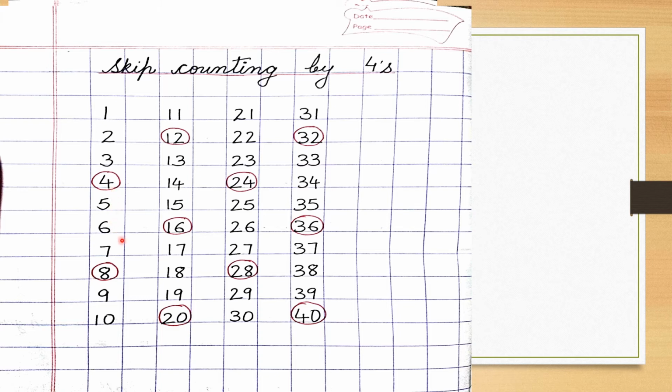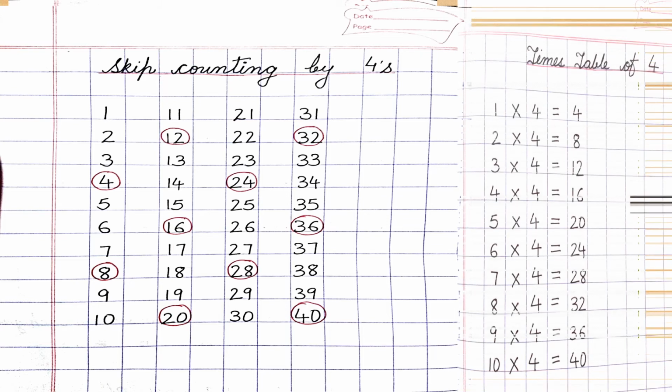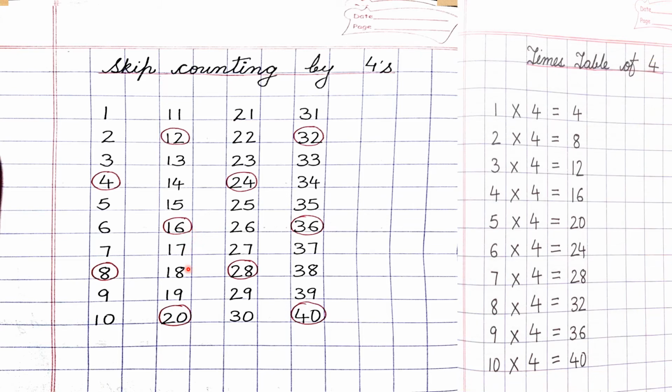So we circle 4. Then we will skip by 4. 1, 2, 3, 4 and we reach 8. Then we will again skip by 4. 1, 2, 3, 4. So 12 we will circle now. Then again skip by 4. 1, 2, 3, 4. We reach 16. Circle 16. Then again skip count by 4, 17, 18, 19, 20 and so on. In this way children, we get the times table of 4. So here's the times table of 4.